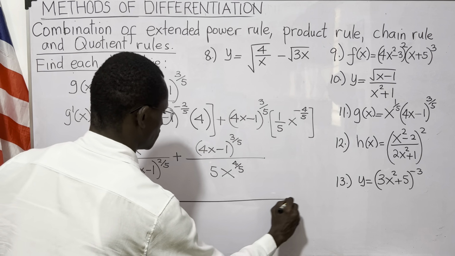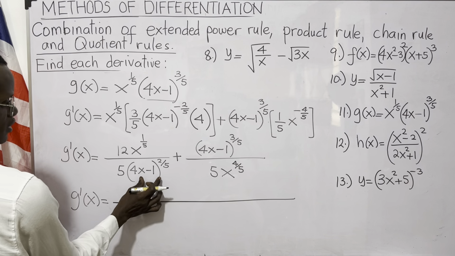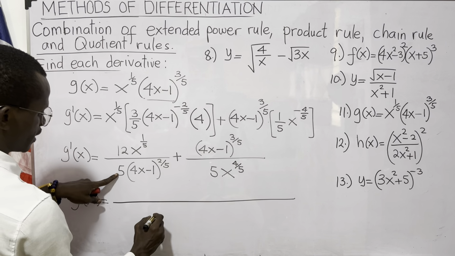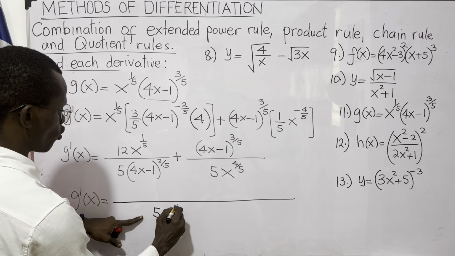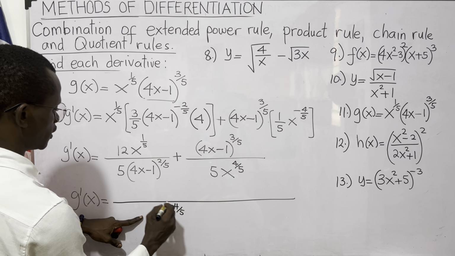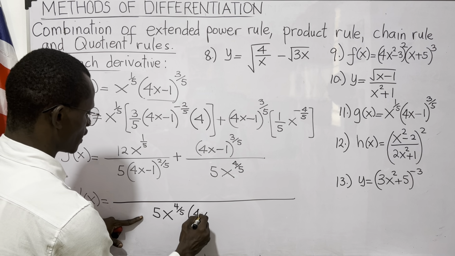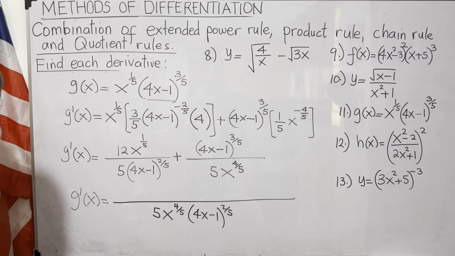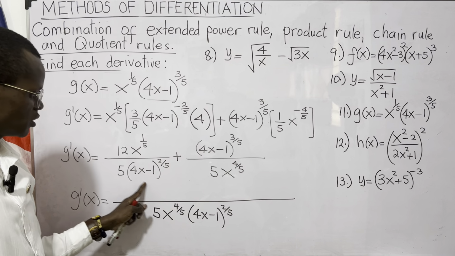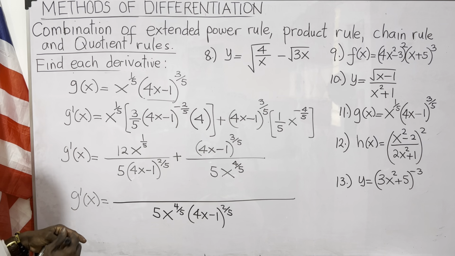So the LCD would just be this denominator times this denominator, right? But the 5, we don't have to multiply it twice. So it's just 5x raised to the power 4 over 5 times 4x minus 1 raised to the power 2 over 5. So that's the LCD.